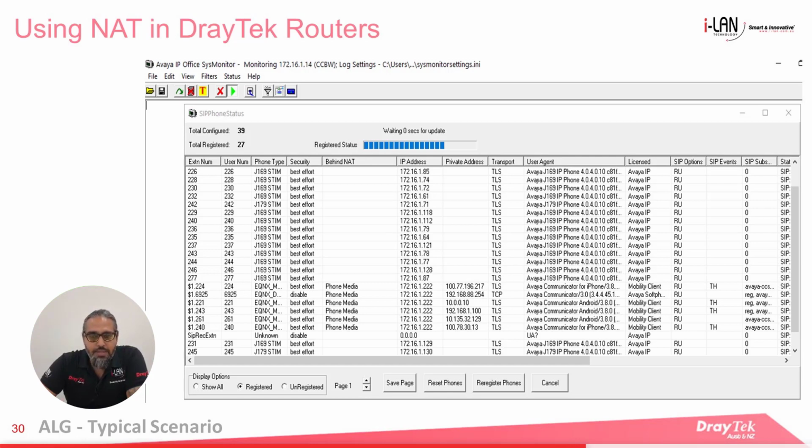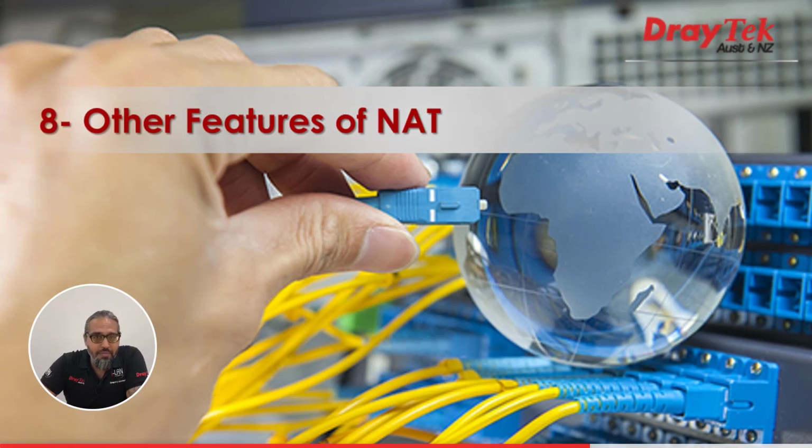As an update, nowadays, DRATEC routers have ALG disabled by default, and you can enable it using the GUI or through Telnet. Let's have a brief look into some other features of NAT.